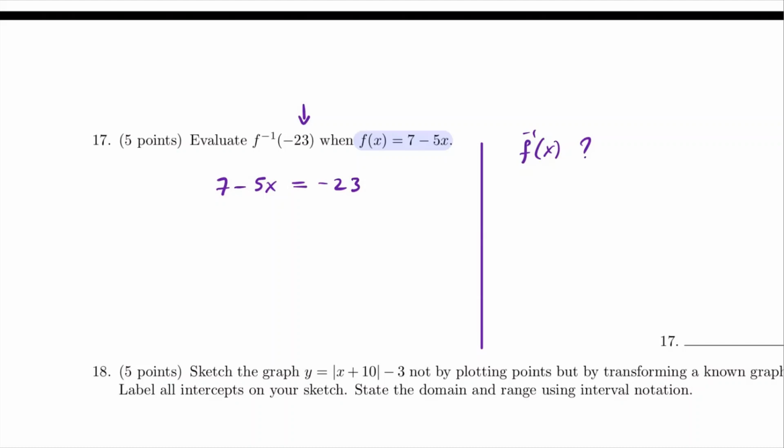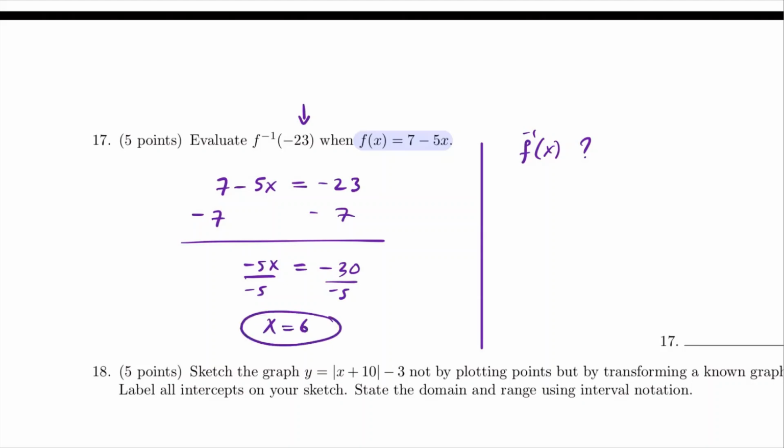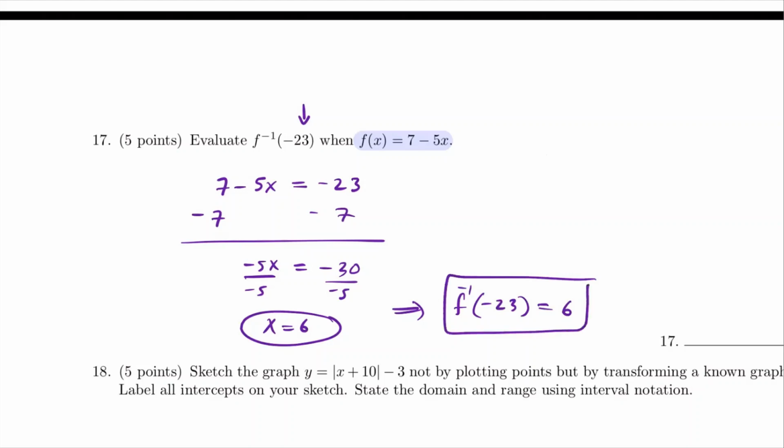So we'll go ahead and subtract 7 on both sides. So you will have -23 plus -7. So this will give us -30 is equal to -5x. And now I divide by -5 on both sides. So that's going to give me x is equal to +6. So there you have it. So we know that our value for f inverse of -23 came from 6. So that will be the answer to this problem.